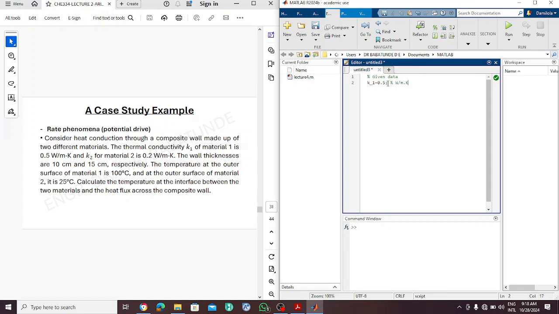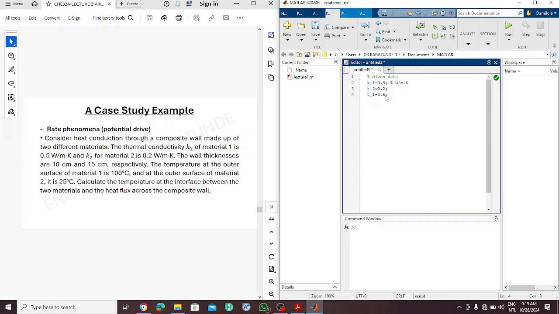So we have K2, right? K2 is 0.2. What else are we given? We are given the thickness, so we called it L1 and L2. So you can continue with the comments. L1 rather. L1 is what?